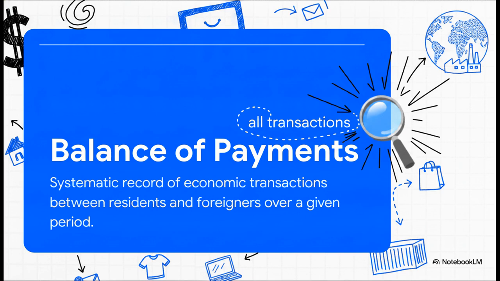We are tracking literally every single economic interaction that crosses a nation's borders over a specific period, which is usually a year. Whether we're talking about a multi-billion-dollar corporate merger or just you buying a $20 cheese shirt online from overseas, it all goes into this ultimate macroeconomic receipt.